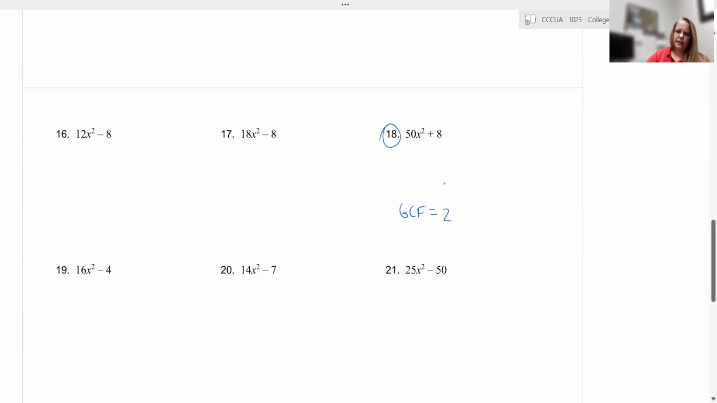Let's say I want to be lazy, and I'm going to start out with a 2 because both of my numbers are even. So I'm going to factor a 2 out of there. 50x squared divided by 2 gives me 25x squared. Then I bring my plus over. 8 divided by 2 is 4. And then I look at 25 and 4, and they don't have anything in common. So I was good with my greatest common factor of 2. And then I say, well, that's a perfect square, that's a perfect square, but this is not a difference of squares, so I can't factor anymore. This is as far as it goes. So I'm done with that one.